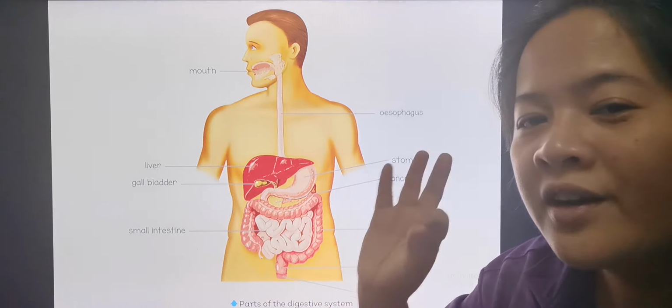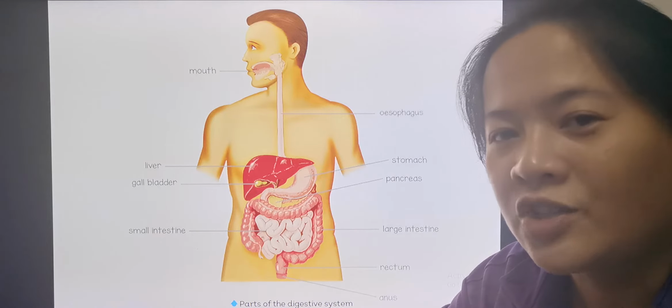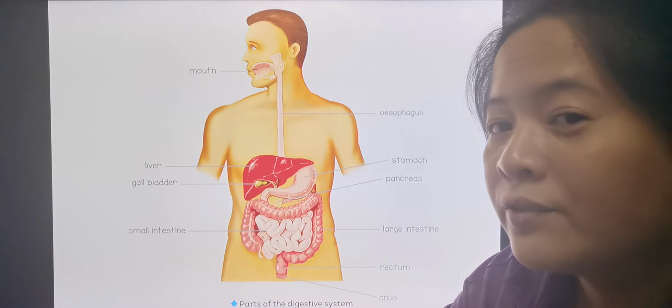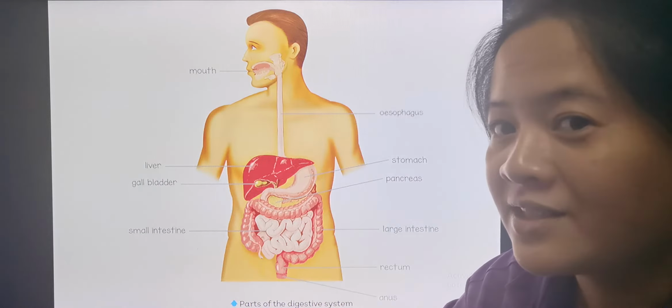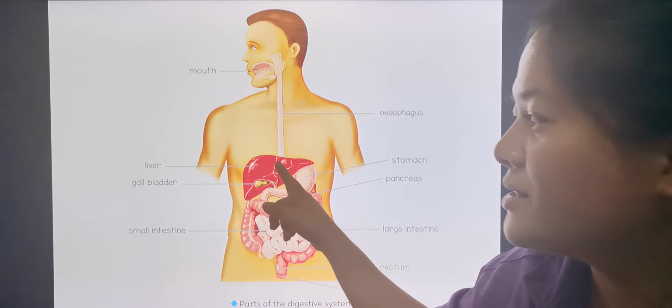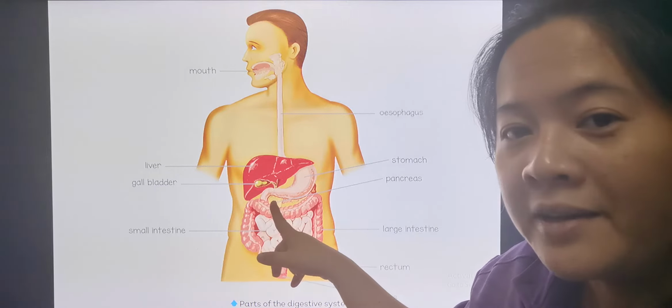anus. Now there are three other organs that are important in the digestive system, but the food does not flow through them. These are the liver, the gallbladder, and the pancreas.